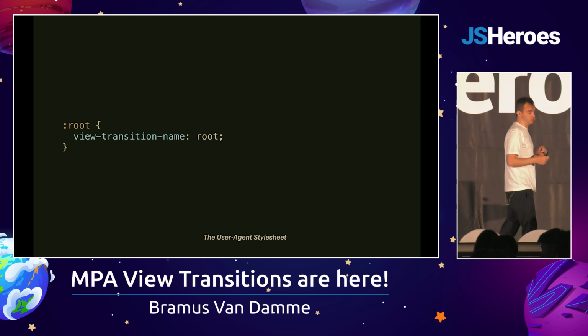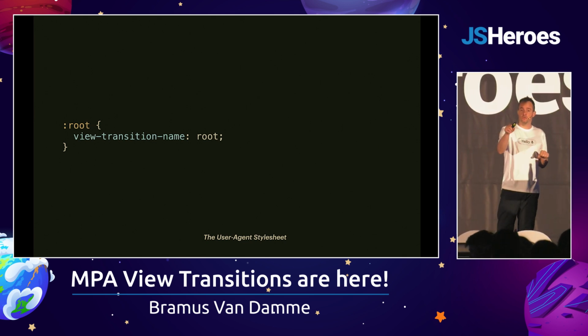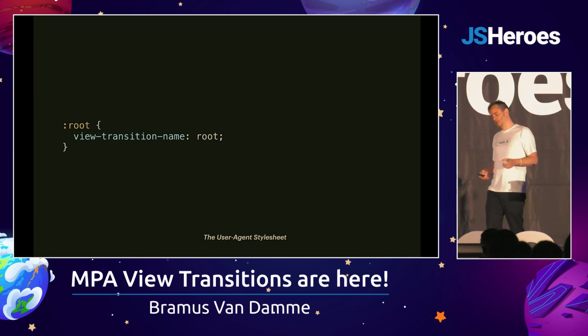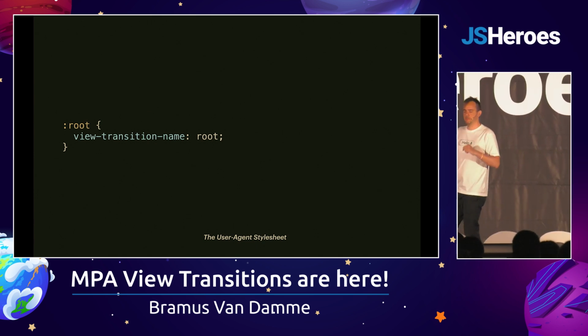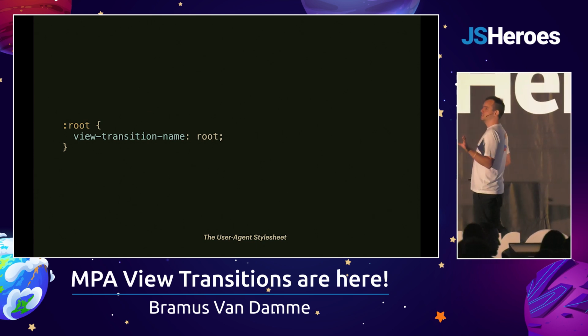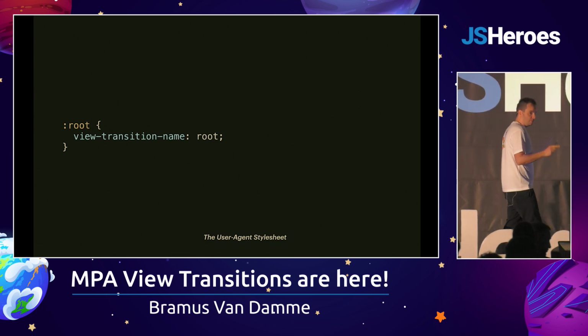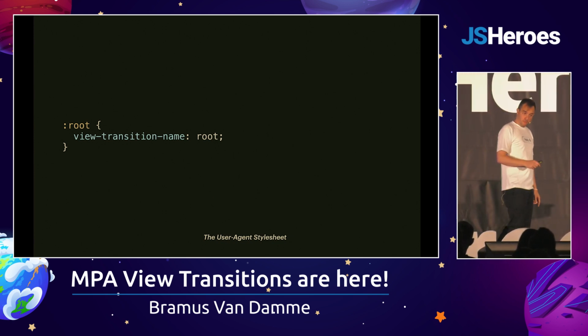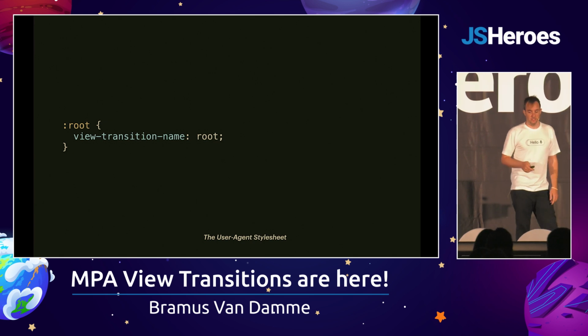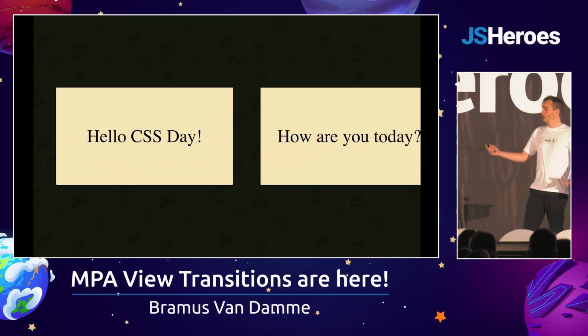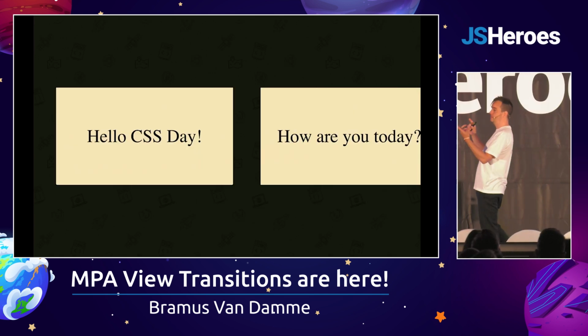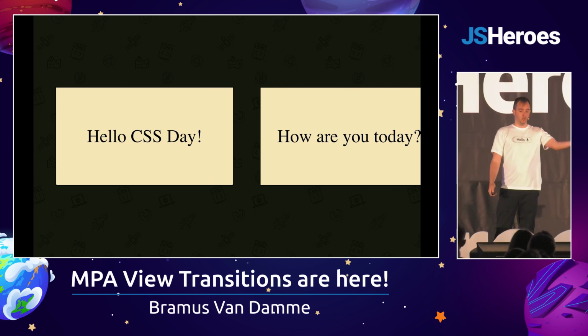And if your browser supports view transitions, then this rule is in there too. And it says, hey, you know what? The root element, which is the HTML element, you get a view transition name of root. And that's the clue for the browser to capture that element if you call document.startViewTransition. So by calling document.startViewTransition, we have these two snapshots, the old one and the new one.